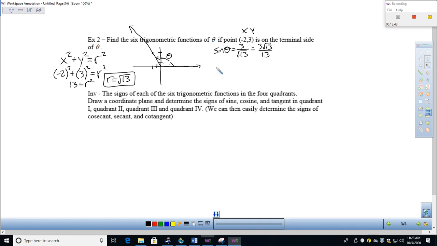Cool. Cosine of theta. Now we can get in a nice rhythm with these. It's just x over r. So that would be -2 over root 13, which again, if we rationalize, is -2 root 13 over 13. Tangent of theta is y over x, so 3 over -2. And again, really what that just means is -3/2. So the negative can just go out in front if you want, doesn't matter. Positive over negative is just negative.